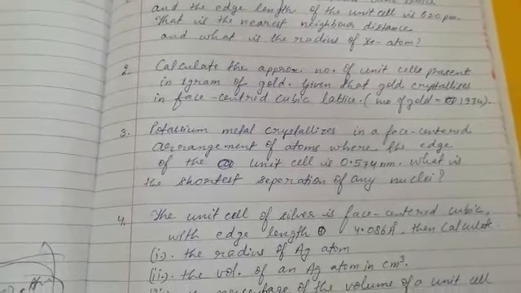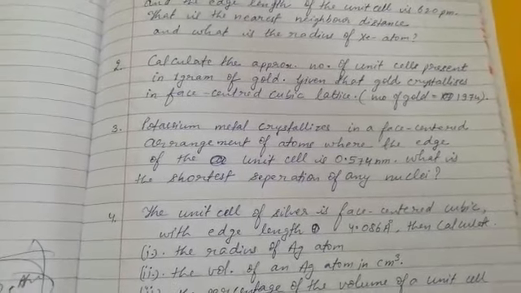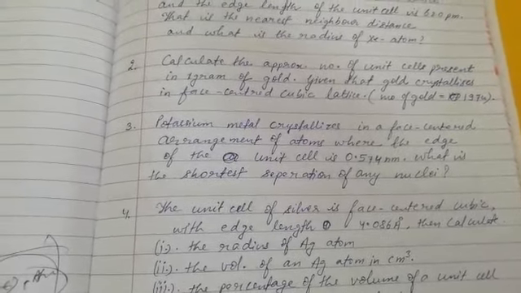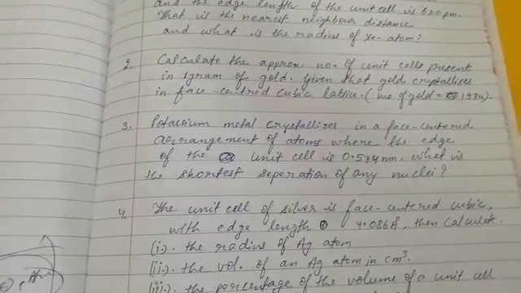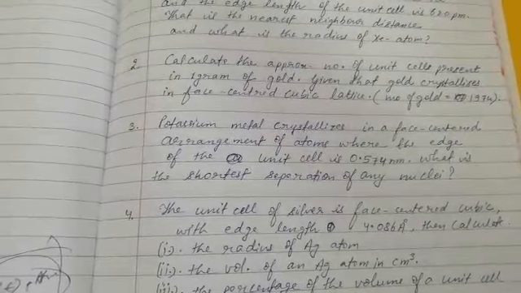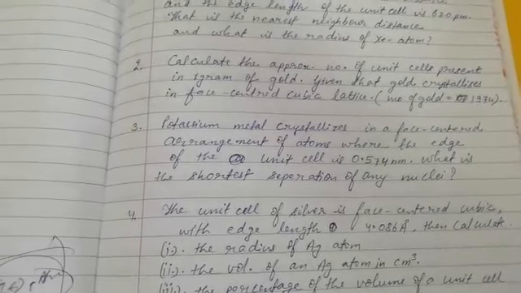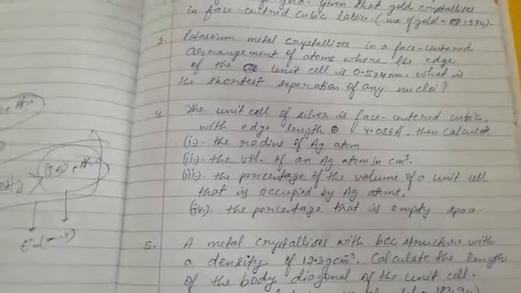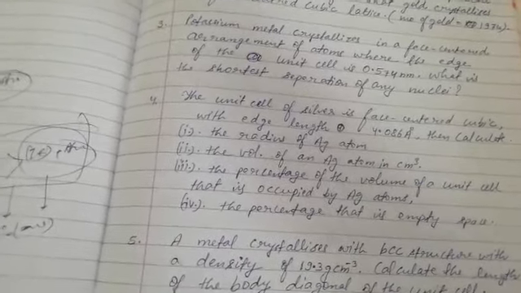Question number 3 is potassium metal crystallizes in face center arrangement of atoms where the edge of the unit cell is 0.574 nanometer. What is the shortest separation of any two nuclei? Any two nuclei, so take 2 here. Okay. Next one is question number 4.